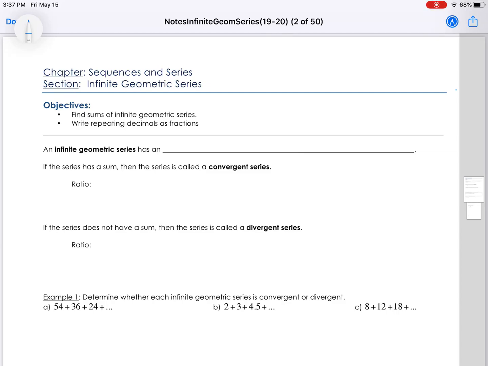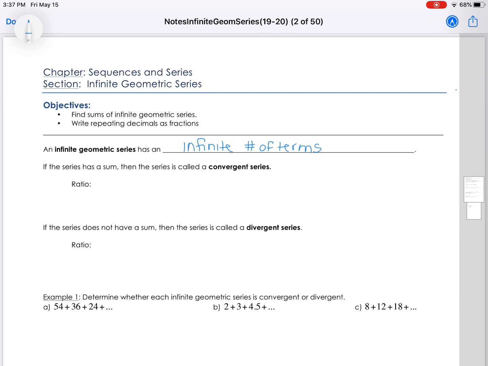All right, so this week we're going to talk about two concepts, infinite geometric series, and something called the binomial theorem. Today we're going to talk about infinite geometric series. An infinite geometric series has an infinite number of terms.